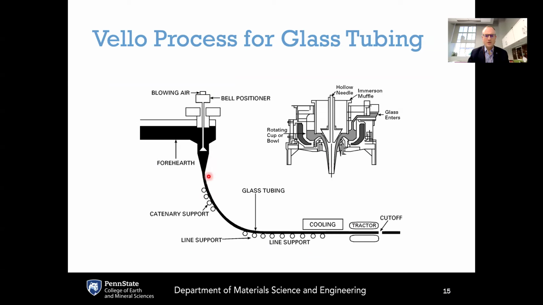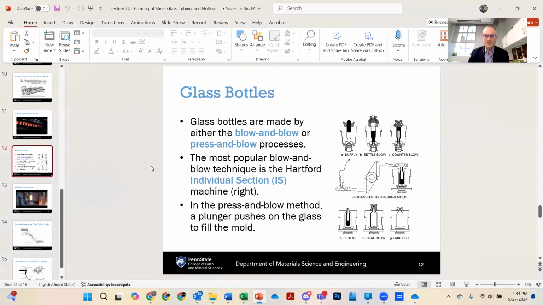And then the tubing or the rod comes down. It's bent around horizontally here, cooling as it comes down, and then gets cut off at the bottom. So these are just two variations on kind of a common theme for making glass tubing or glass rods.